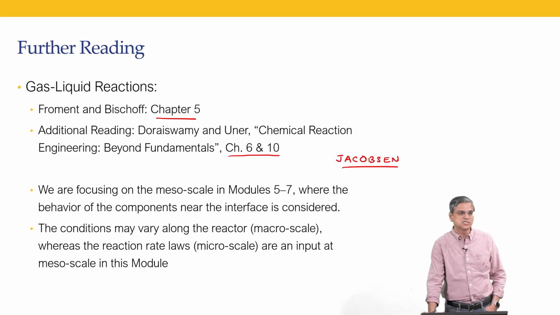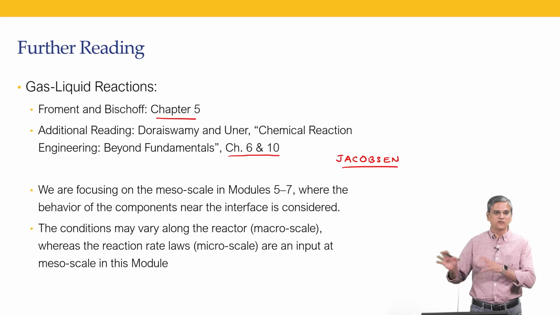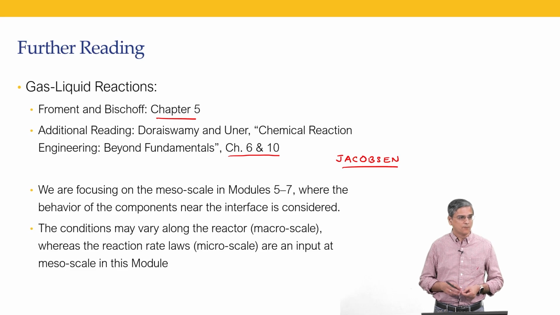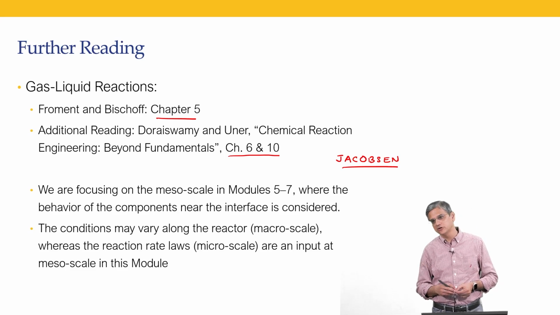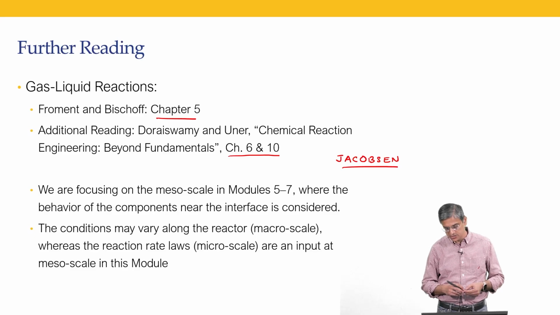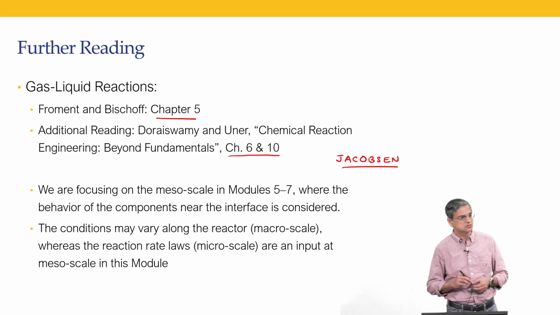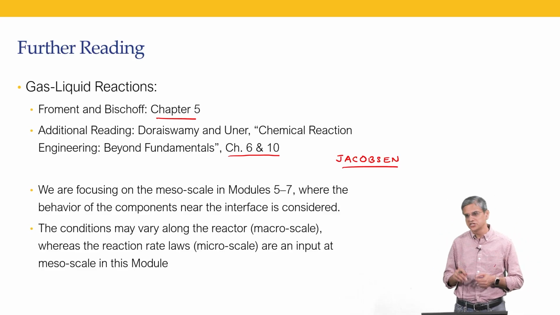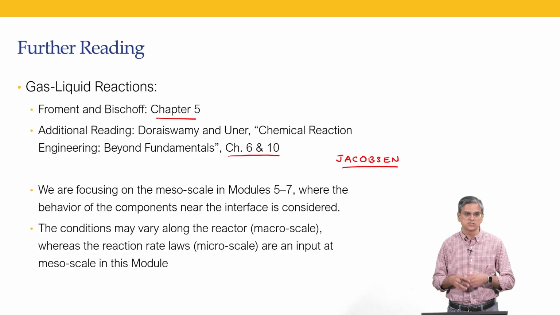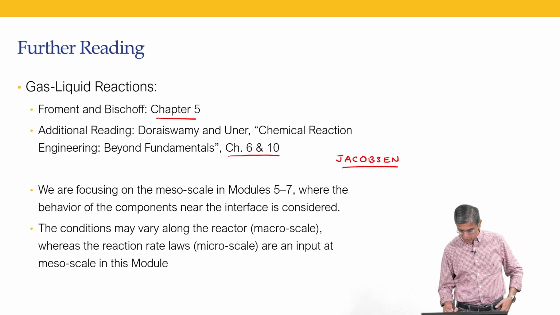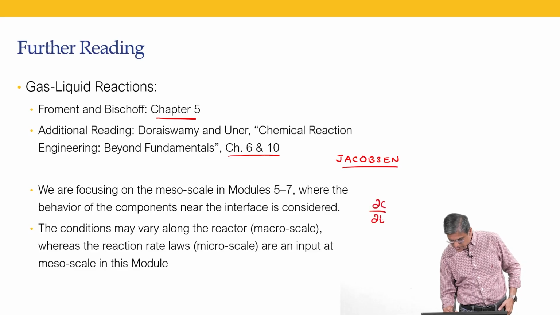Jacobson's book is really Bird, Stewart and Lightfoot for reaction engineers. It's really a transport phenomena book, but the focus of the transport phenomena material that Jacobson covers is on the reaction part. When it comes to CFD, the reaction part is called a source term, or a reaction source term. So Jacobson spends a lot of time on this source term. What I mean by that is, if you look at your equation, you have dC by dt, that is a transient term.